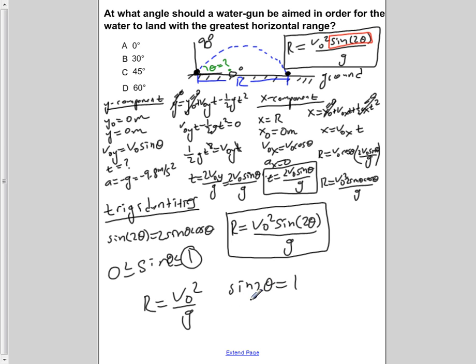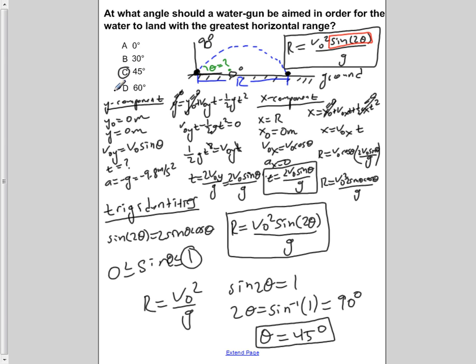Now I'm going to do the inverse sine, so 2 theta is equal to the sine inverse of 1, and we know that sine of 90 will give us 1, so this is 90 degrees here. If we now divide by 2, we find that theta is equal to 45 degrees. So in order to achieve the greatest horizontal range possible, you have to fire your water gun at an angle of 45 degrees. So the answer for this question is C, 45 degrees.